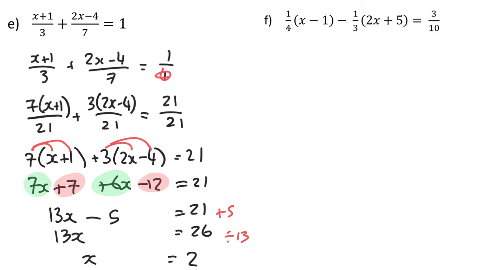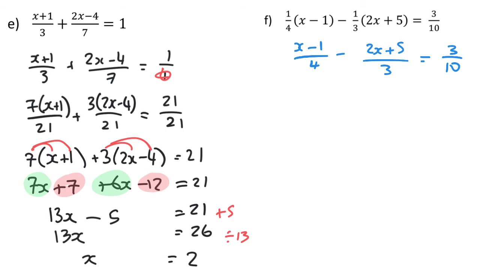Example F, we've got a quarter of x minus 1 minus a third of 2x plus 5 equals 3 over 10. Now, if we were trying to find a quarter of something, that's the same as dividing it by 4. So we could write this as x minus 1 over 4. Similarly, to find a third of something, we have to divide by 3. So that's going to be minus 2x plus 5 over 3 equals 3 over 10. So now we've got our fractions.